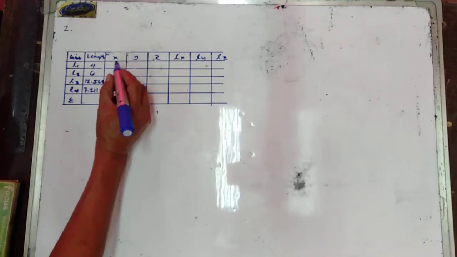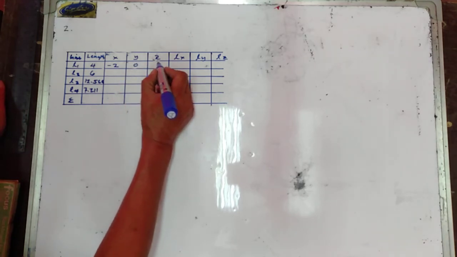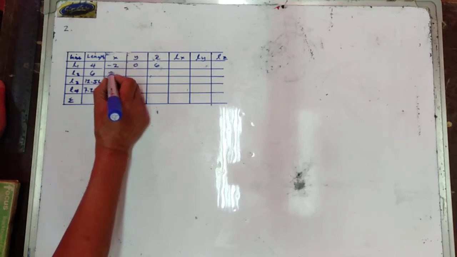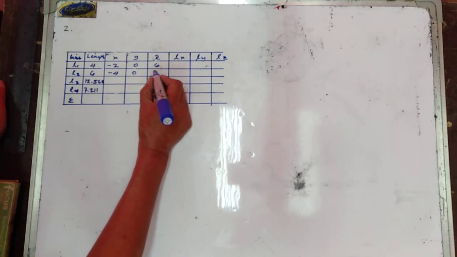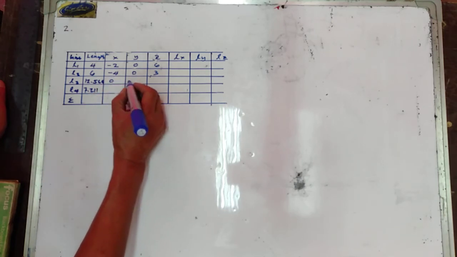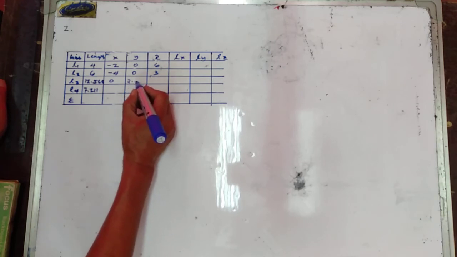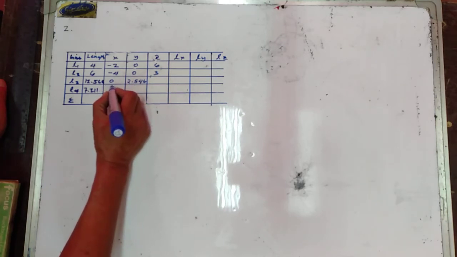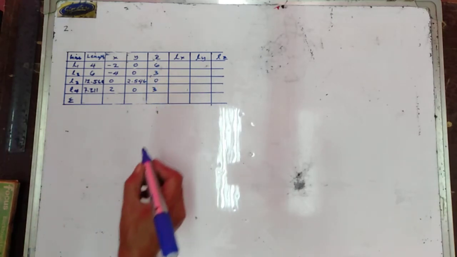So your x in here is minus 2. Your y is 0. And then z is 6. So this is minus 4. And then 0. And this one in here is 3. Then this one is 0. So this is your 2.546. And this is equal to 2, 0. And that one is equal to 3.